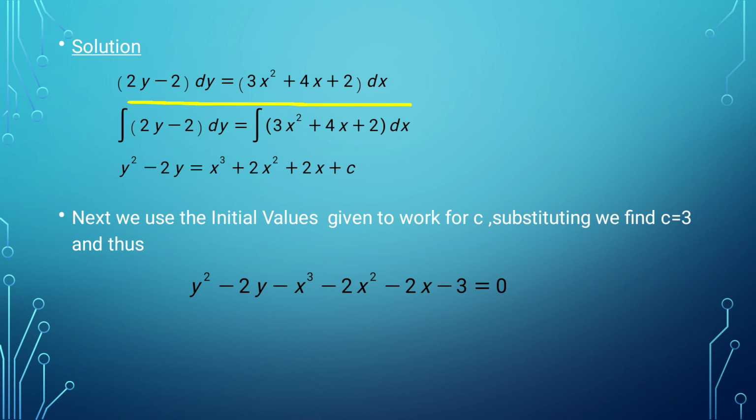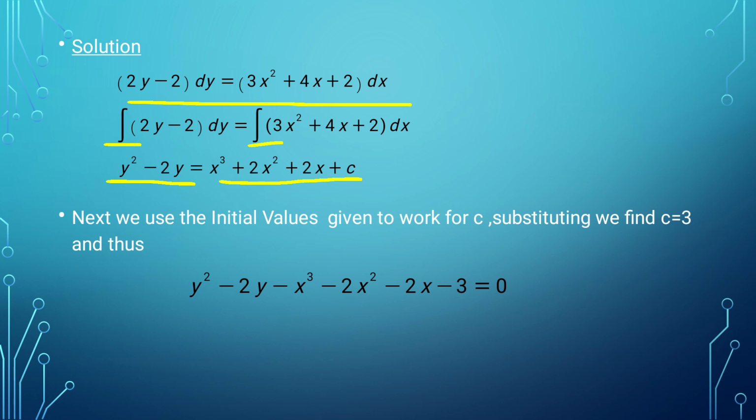What we need to do next, after rearranging, is get the integrals of both sides. So we integrate both sides, and using the laws of integration, on the left hand side you'll get, after integrating, this. On the right hand side we get x cubed plus 2x squared plus 2x plus a constant, of course.